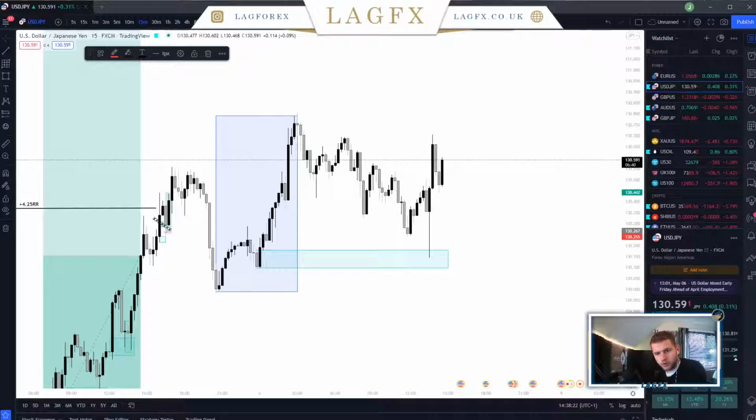I think the open of the New York session is a very good time to look to trade, around 1 PM. My sort of hot spot for trading is like 12 till 5 PM, 12 till 6. That's sort of the region that I believe is ideal for me, and I've had the most success with.